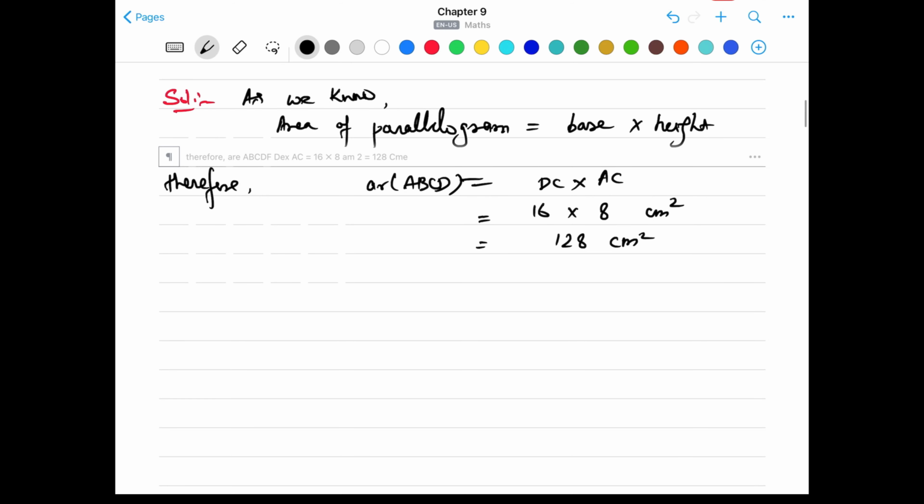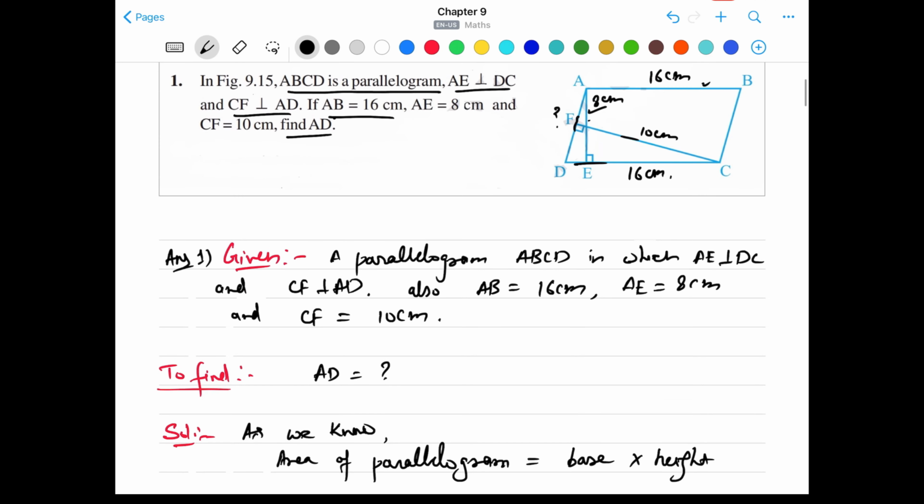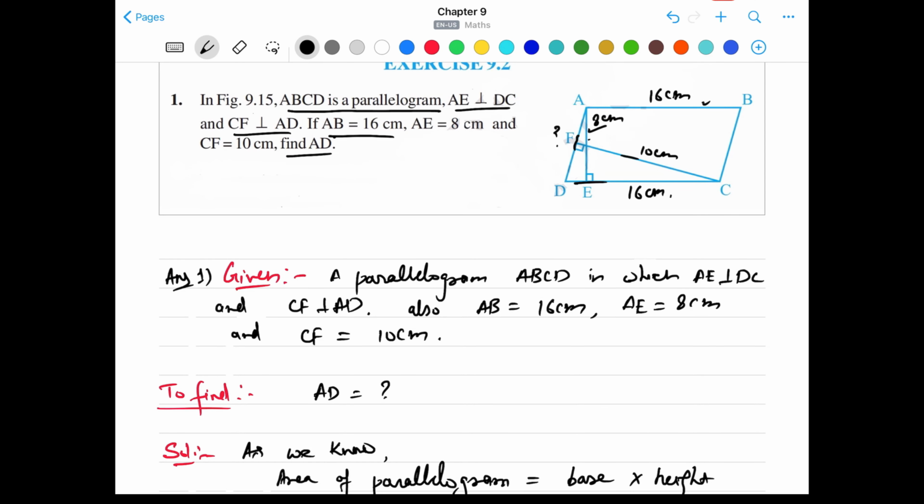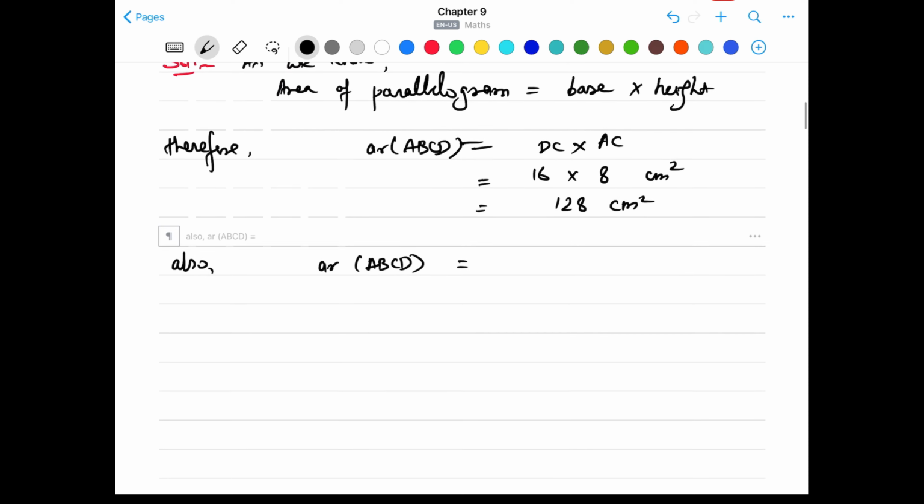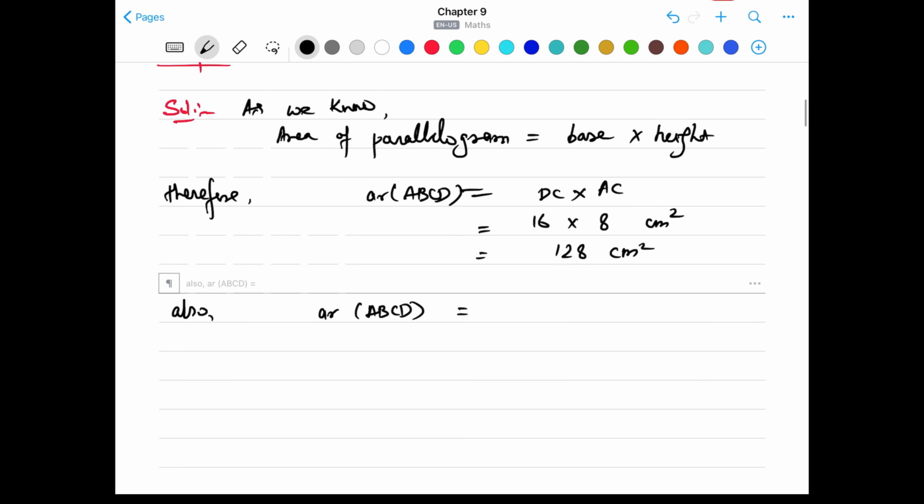Okay, we can also calculate the area of the same parallelogram. The area of parallelogram ABCD will be equal to, now what we are going to do is we will take CF as the perpendicular and AD as the base. So this base will be AD and the perpendicular, which is the height of the parallelogram, will be CF.